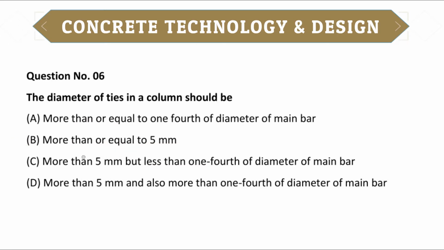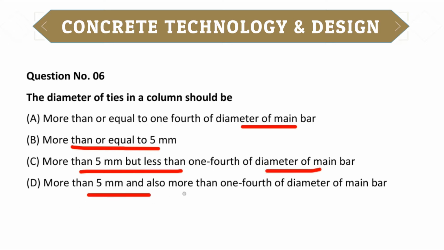So next question, the diameter of ties in the column should be: option A, more than or equal to 1/4 of the diameter of the main bar; option B, more than or equal to 5 mm; option C, more than 5 mm but less than 1/4 of the diameter of the main bar; option D, more than 5 mm and also more than 1/4 of the diameter of the main bar. So the correct answer is option D, more than 5 mm and also more than 1/4 of the diameter of the main bar.